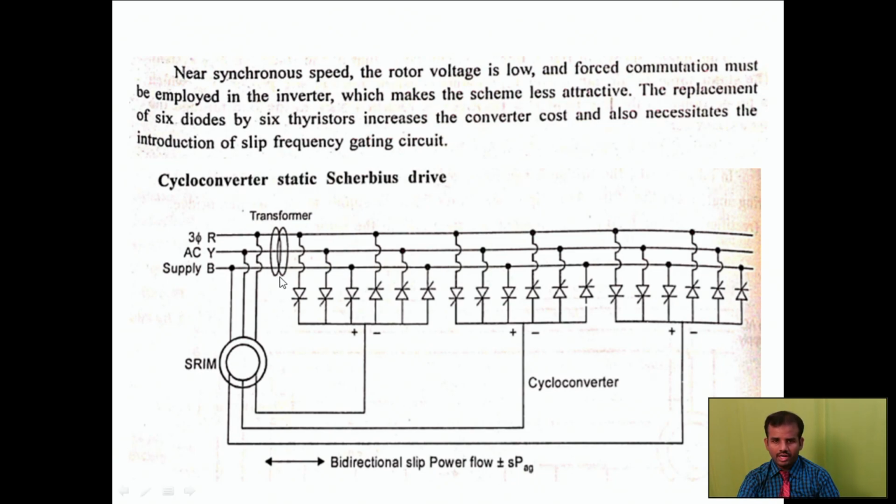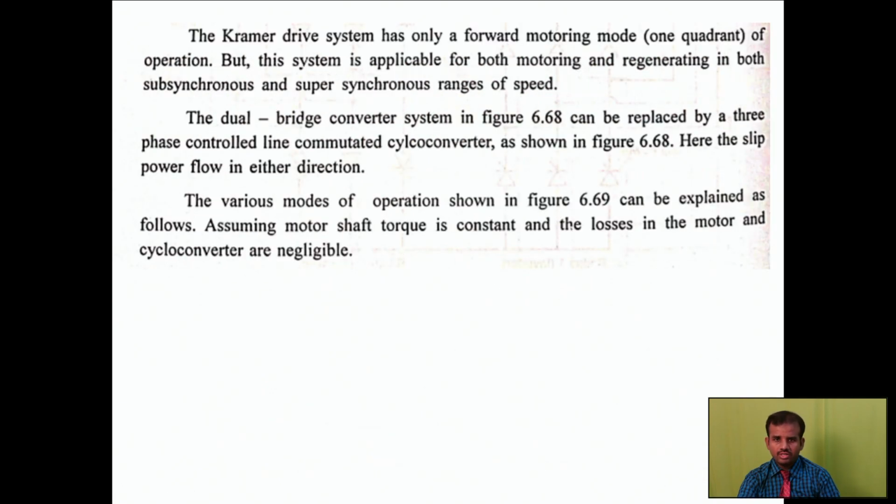Here we have to use the transformer in the cycloconverter static Scherbius drive. The Kramer drive system has only a forward motoring mode. This is a one quadrant operation. But in this system, it is applicable for both motoring and regeneration. The Kramer system operates in only one mode, that is, the forward motoring mode. But here we have motoring as well as regenerating modes in both the subsynchronous and super synchronous range of speed.